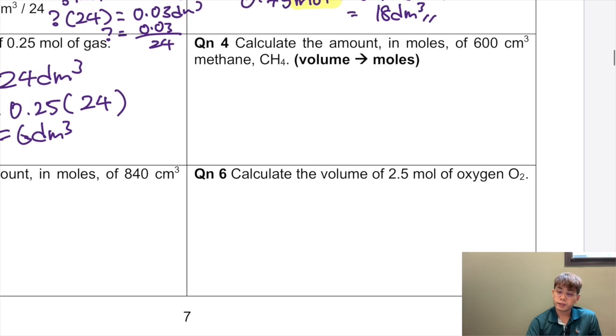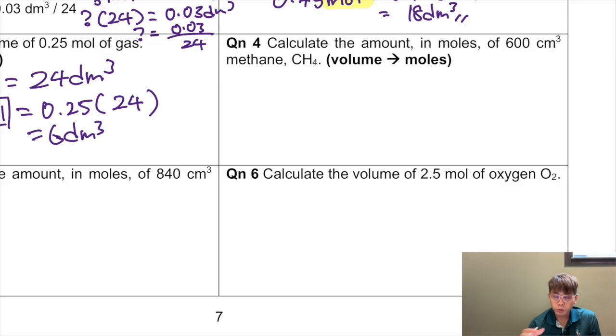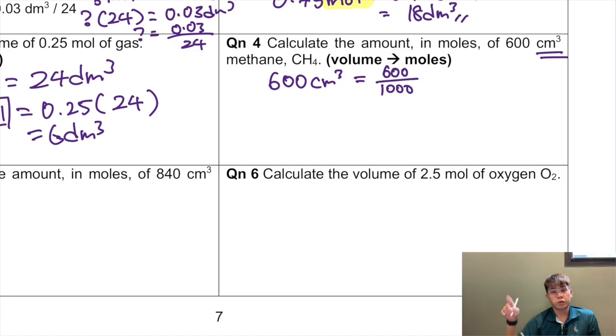Next, calculate the amount in moles, the number of moles of 600 cm cube of methane. I see the word cm cube, I feel allergic. I need to convert 600 cm cube into dm cube, so always divide by 1000. We will never really ask you to convert from dm cube to cm cube, so you don't need to worry about times 1000. Just always remember, divide by 1000. So this will equal 0.6 dm cube. Never leave in fractions, so no fractions please.